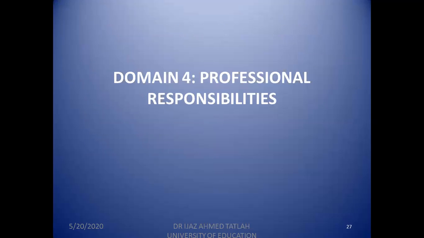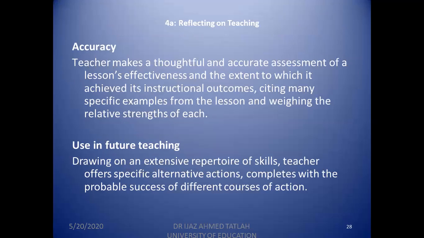Domain 4, the professional responsibilities. The first component is reflecting on teaching. It includes accuracy and use in future teaching. Accuracy: the teacher makes a thoughtful and accurate assessment of a lesson's effectiveness and the extent to which it achieved its instructional outcomes, citing many specific examples from the lesson and weighing the relative strengths of each.